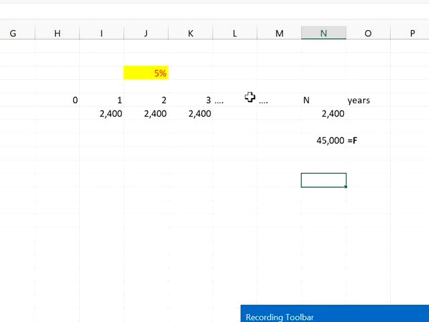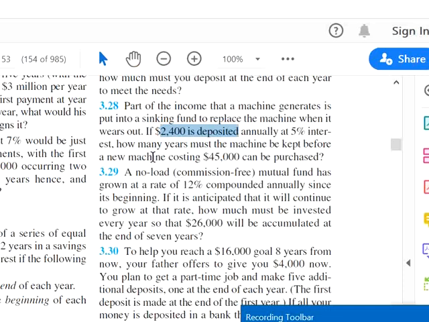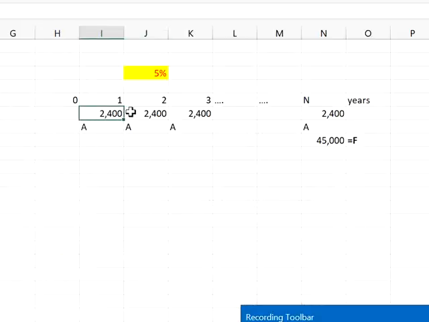Now F is given, A is given, this is A, right? It is equal every year, equal. Now this was the question, right? Now I'll repeat the question. Part of the income that a machine generates is put into a sinking fund so that the machine can be replaced when it wears out. So you save this money every year, right, for n years, so that by the end you are going to purchase a machine which costs this one, right? Now if this is the cost, this is your saving.